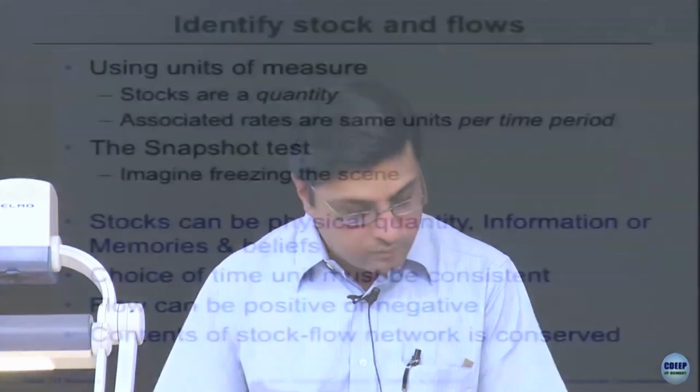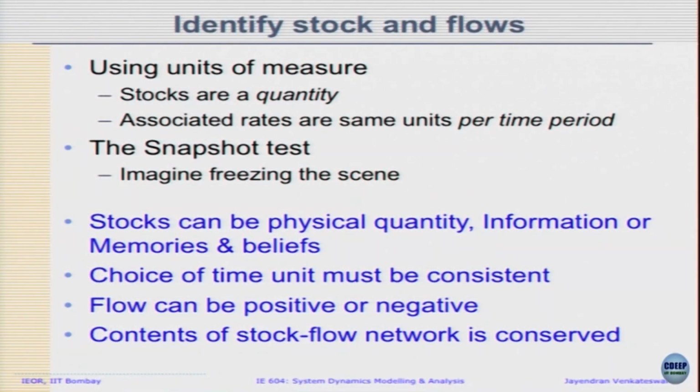Contents of a stock flow network are conserved. So whatever leaves the stock, leaves through the flow and goes into the next stock. Whatever a stock drains goes into the next stock and so on. It doesn't just disappear from the network. So we have to remember that.